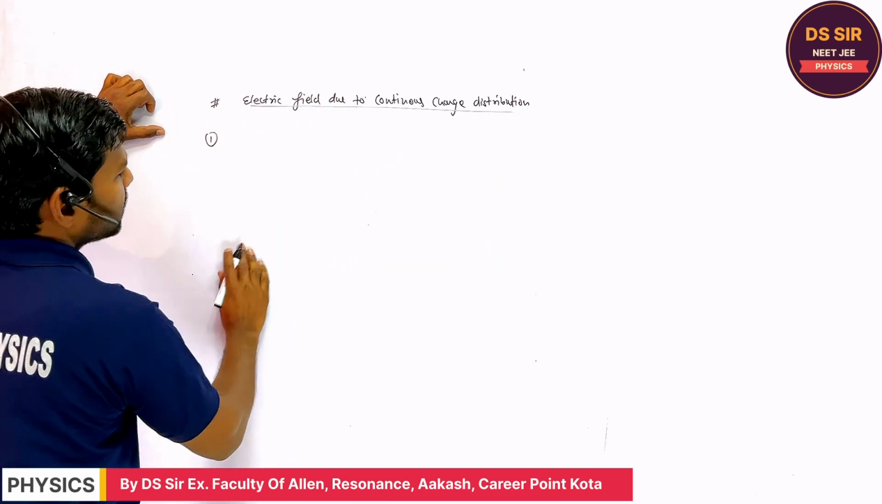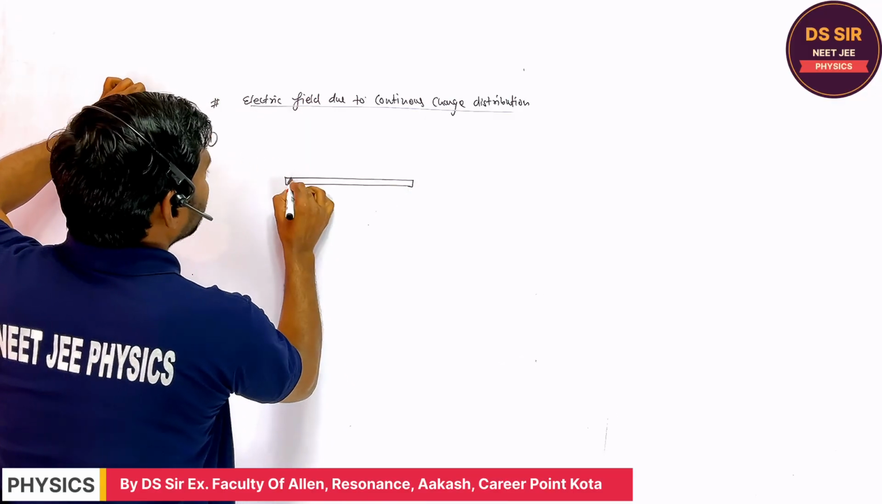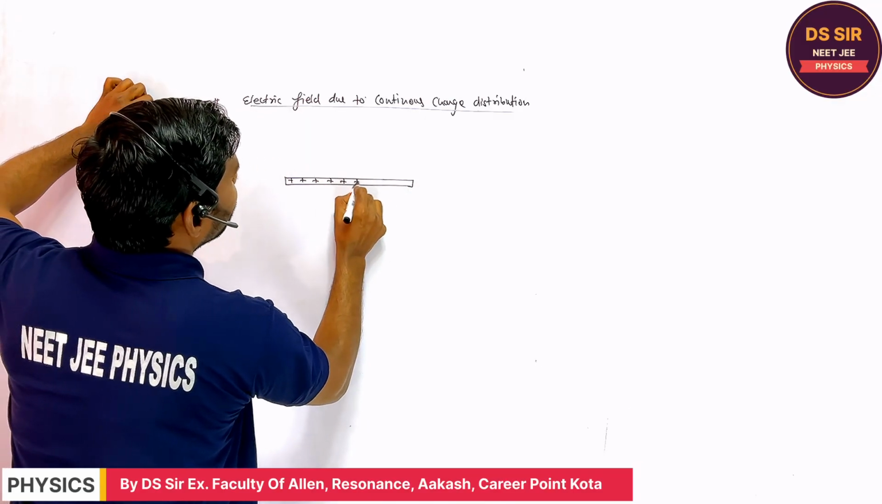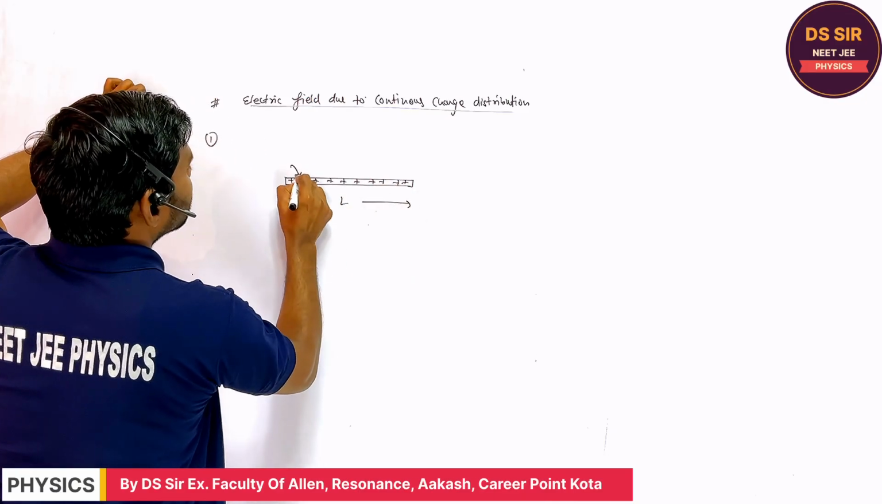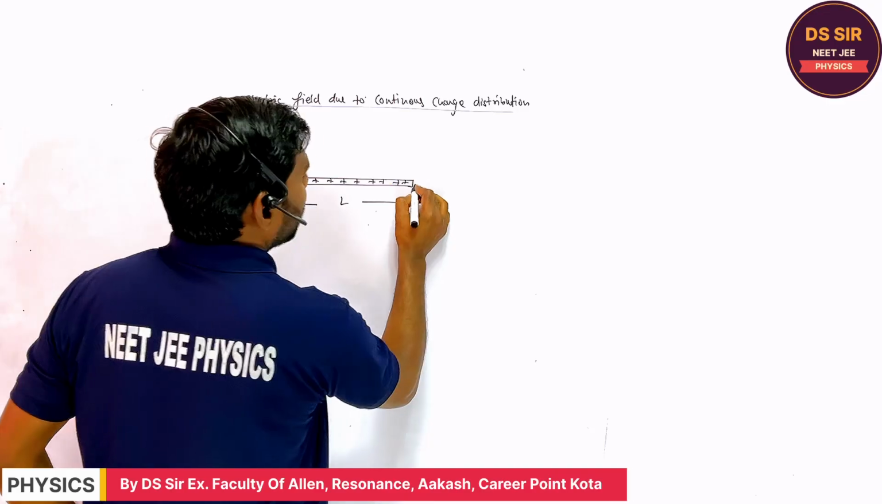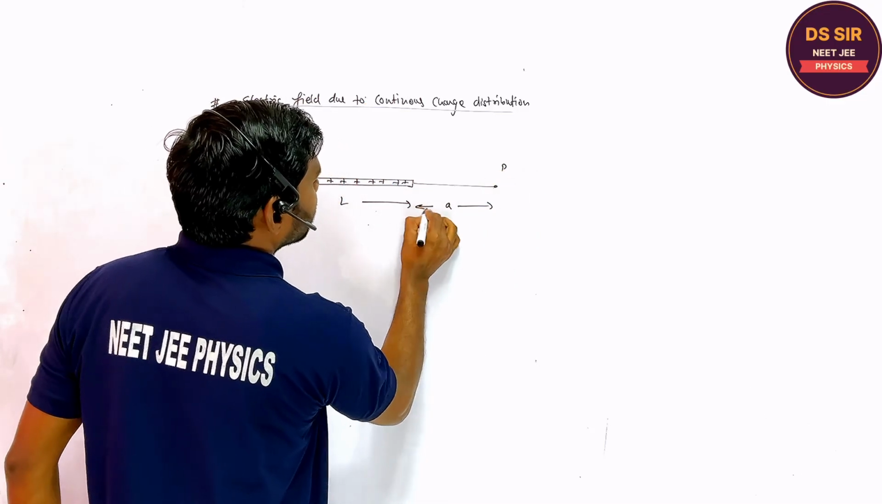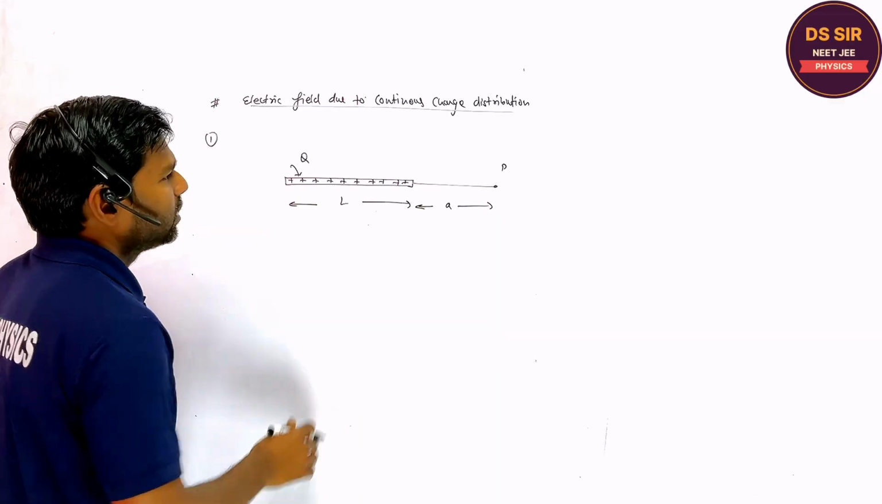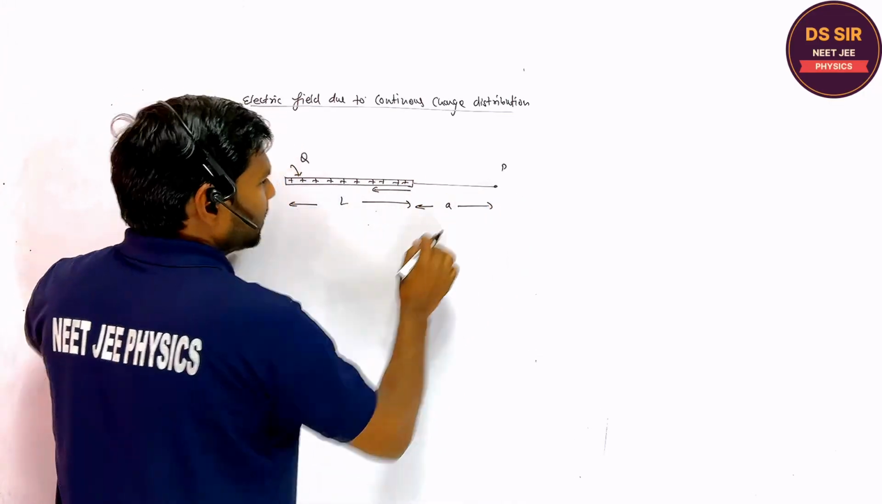I'm taking the first illustration. Suppose this is the rod, of length L, and the total charge is q. You have to find the electric field at this point P, at distance a from this rod.